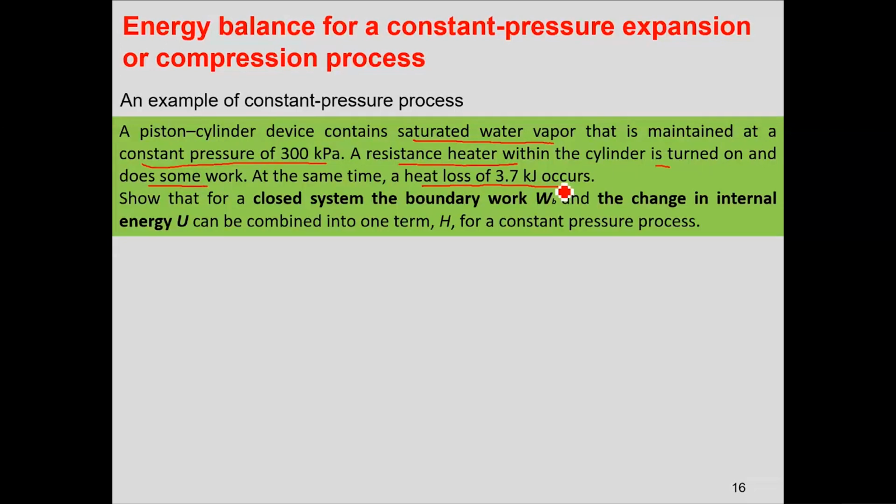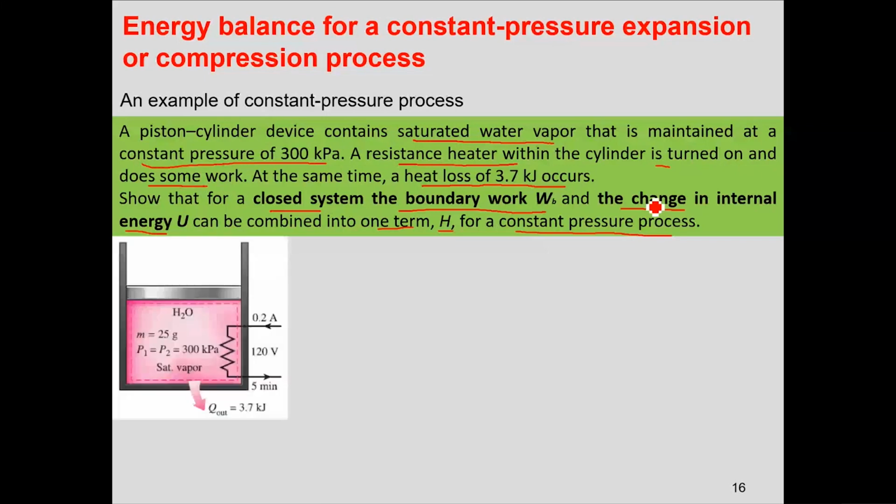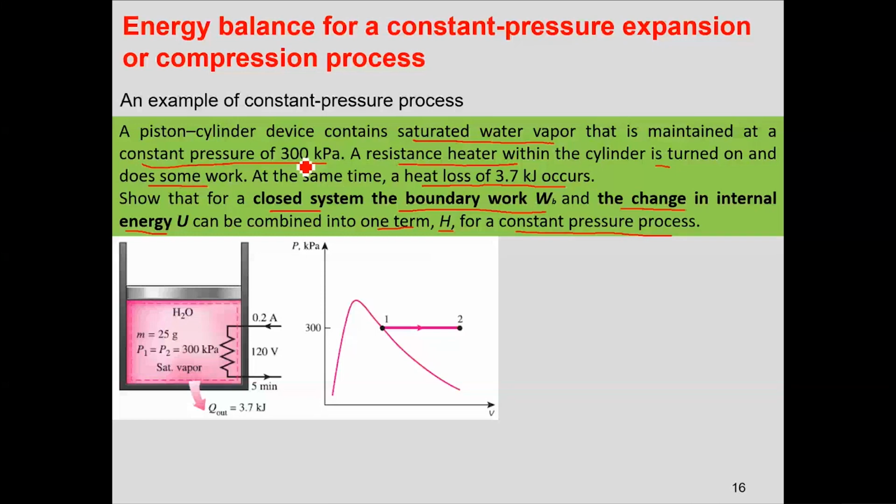The first part, which we had already looked into, is to show that for a boundary work WB, the change in internal energy can be combined into one term, enthalpy. For a closed stationary system you have the equation Q minus W is essentially equal to delta U. This is the statement for a closed stationary system. Is this expression clear so far?